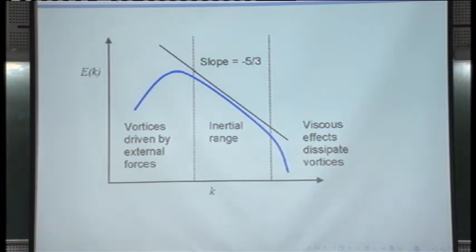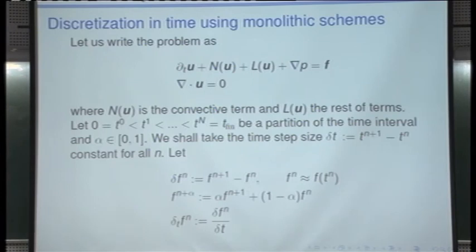You could do the same with pressure. Pressure against frequency. So the Fourier transform in time also behaves like that, with a slope of minus 5/3. I'll show that in one of the application parts. Okay, so that's it.